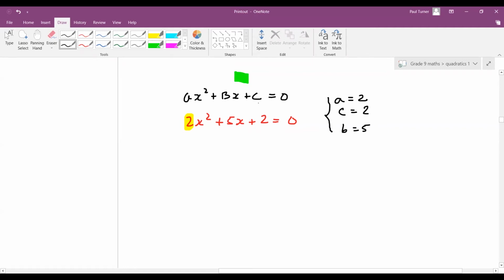And we need it in this form. It needs to look like this form here. And then we can find out what is A, B, and C. A always goes with x squared. B always goes with x, and C is the constant. So as I said, we're using the AC method.